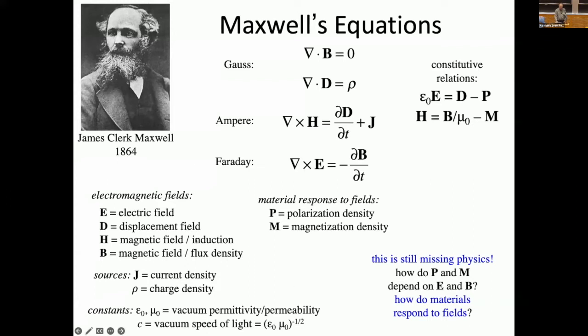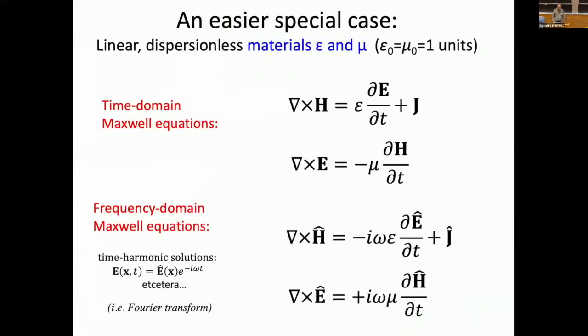And this is not complete. There's still a lot of missing physics here, because there's a complicated story of how the polarizations, P and M, depend upon the electromagnetic fields, which is basically a question of how the materials respond to the fields. There are a lot of different models you can put in, many of which are supported in Meep. Probably the simplest is linear dispersionless materials, where the polarization P is just proportional to the field with a constant, epsilon minus 1. And then things simplify quite a bit.